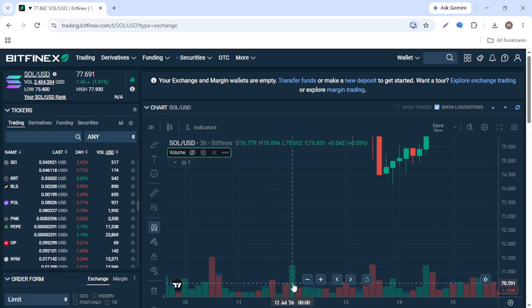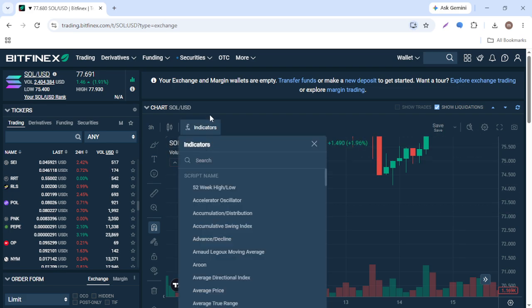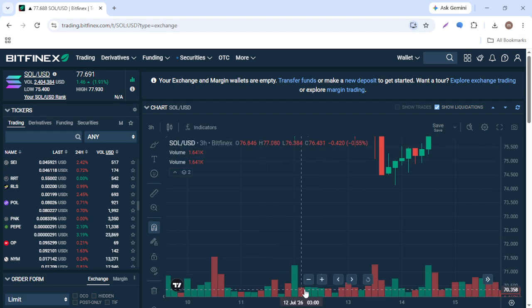If you don't see the volume bars below your chart, you can enable the volume indicator through the Indicators menu. Watching how volume changes during upward or downward price moves can provide additional context while you're analyzing market activity.